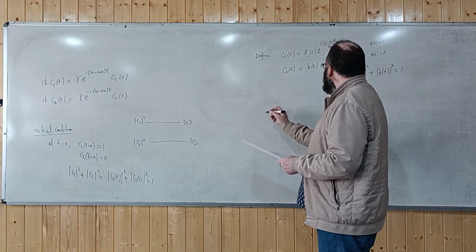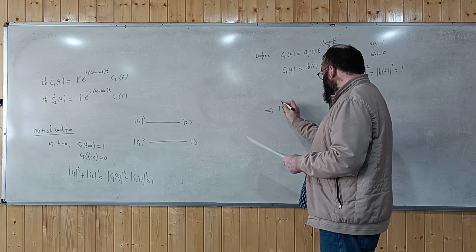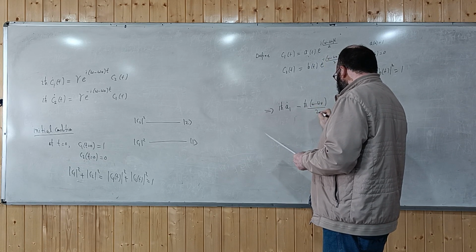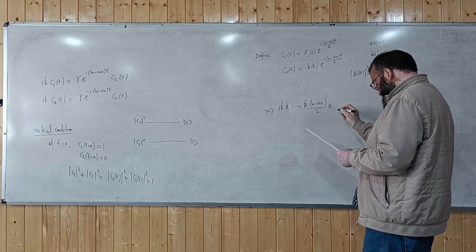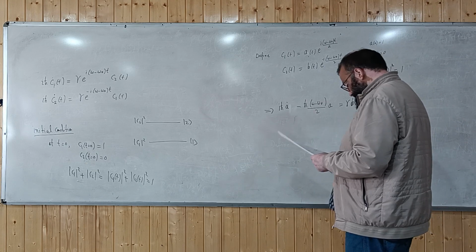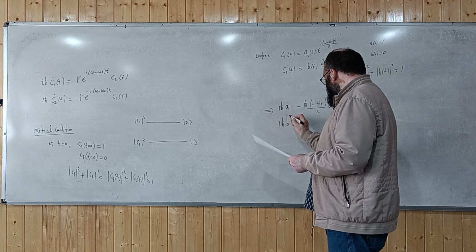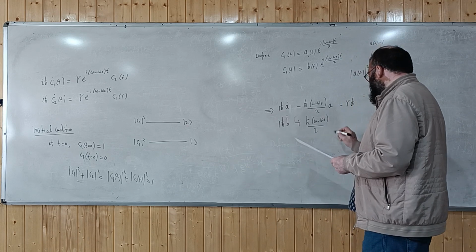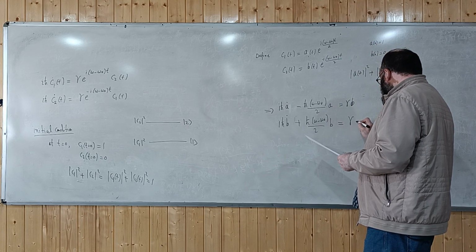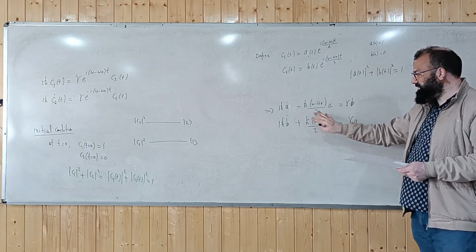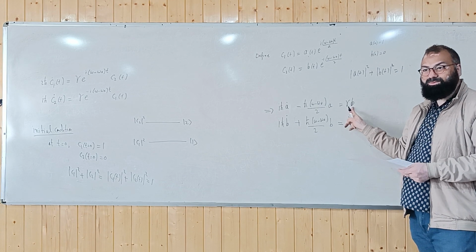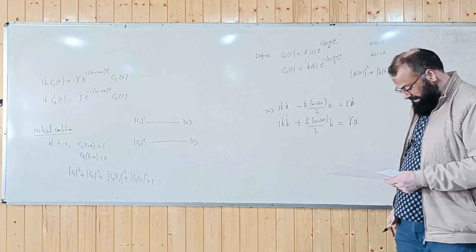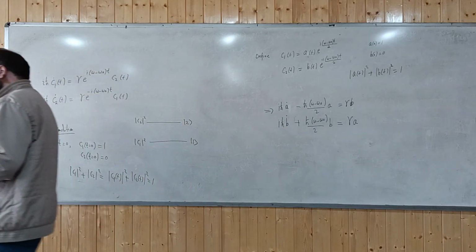So what will you get? You will get this set of equations: i h cross A dot is equal to gamma B. Then you have i h cross B dot is equal to gamma A plus h cross (omega minus omega naught) by 2 times B. Now if you look at the first equation, you can see B acts as a source for A, and in the second equation, A acts as a source for B. Clear? Let's do one more simplification.